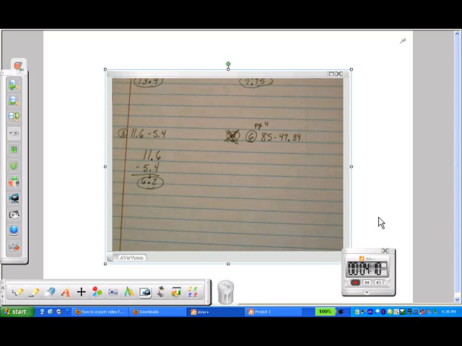What I want you to do is try to set up the problem and solve it correctly, and remember to annex zeros. So what I want you to do right now, go ahead and pause the video, solve the problem, and then play the video to see if you got it right.